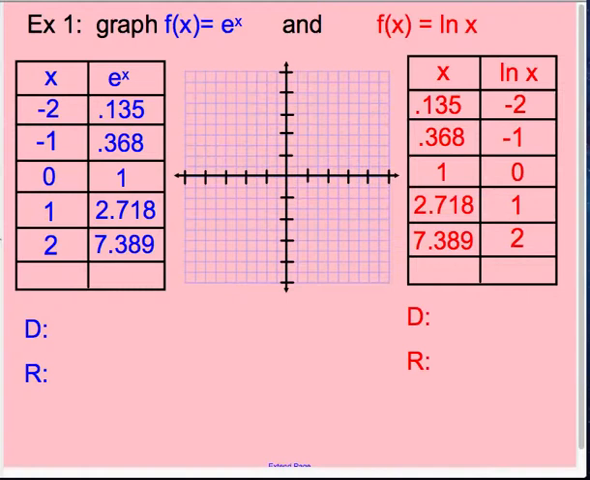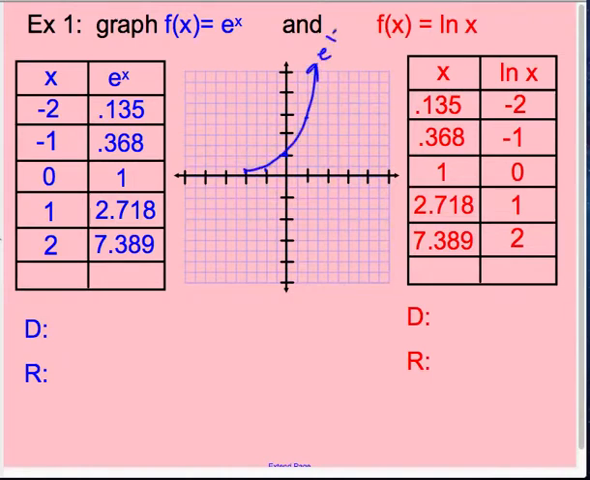So to graph these, looking at my scale, I'm going to want something along the lines of, I think we'll just stick with the ones that we have. So negative 2 and about 0.135, so it'll be pretty close to the x-axis. Negative 1, 0.3, 0, 1 of course, and 1, just shy of 3. And 2, almost 8, so that one doesn't fit on my graph. So here's our e to the x.